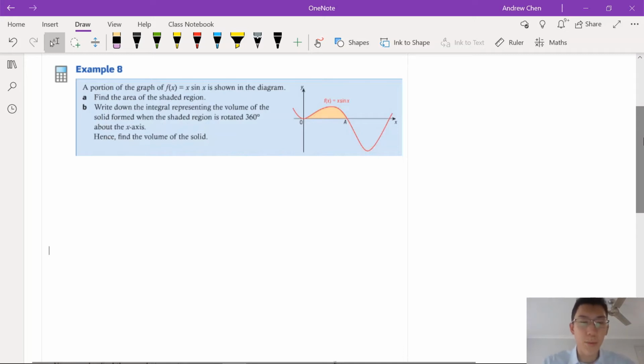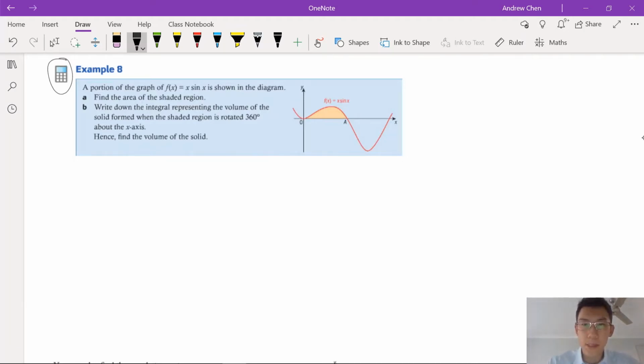Let's have a look at example 8. So this one's calculator allowed, so we're going to use the GDC to help us do a lot of our calculations. A portion of the graph f of x equals x sine x is shown. Find the area of the shaded region. Okay, so let's set up an integral for this.